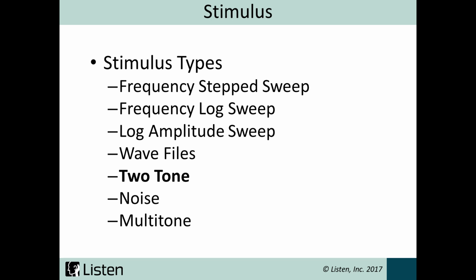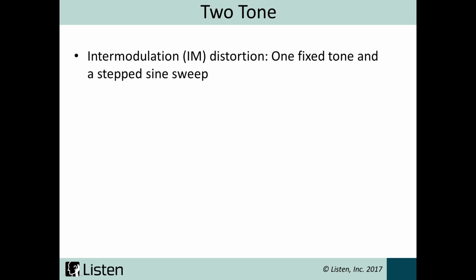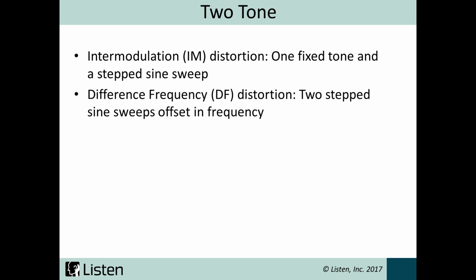In this video, we'll go over the two-tone stimulus. There are two different stimulus options: intermodulation distortion, which has one fixed tone and a step sine sweep, or difference frequency distortion, which has two step sine sweeps offset in frequency. These are used for distortion measurements.